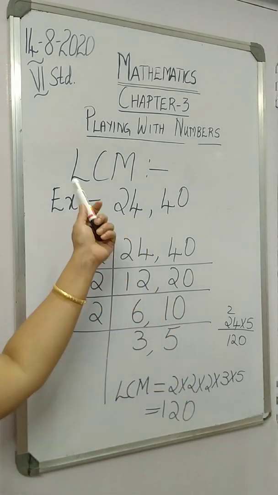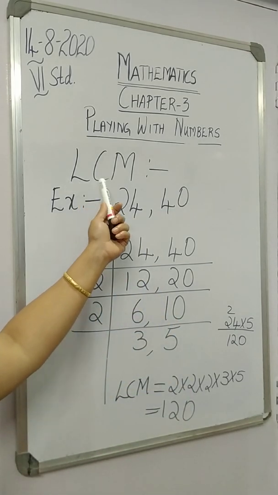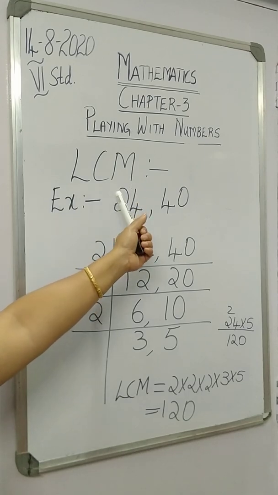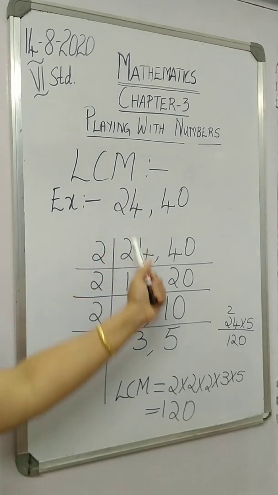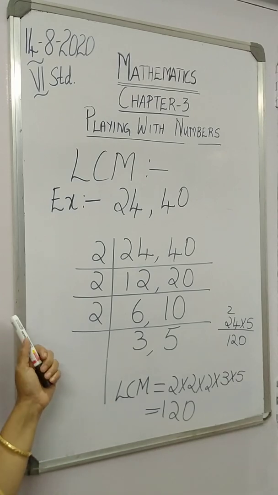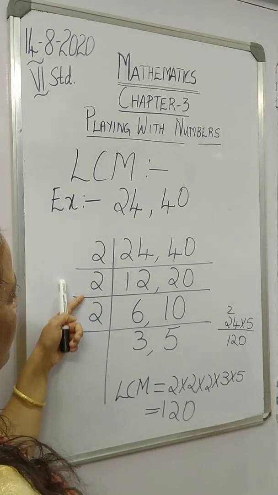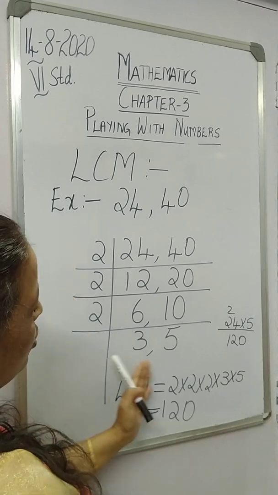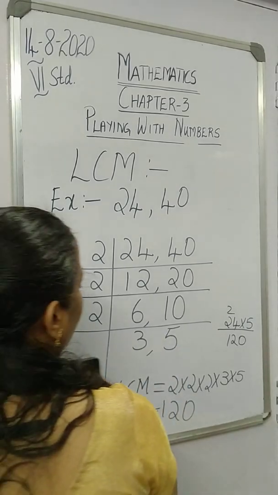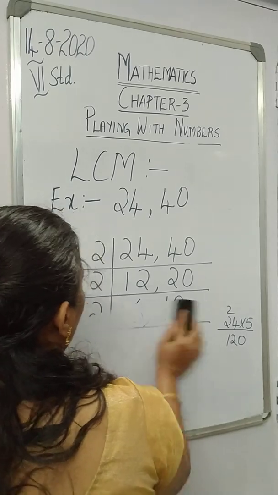I'll tell you again, LCM is nothing but lowest common multiple. If you have to find the lowest common multiple, that is LCM, you will have to factorize the numbers. Yes? And you will multiply all the numbers right from here to here. That is the way you find out the LCM. Now I will show you another example.